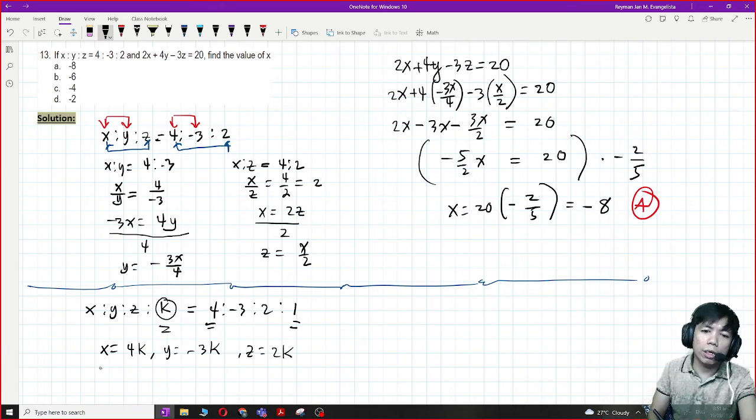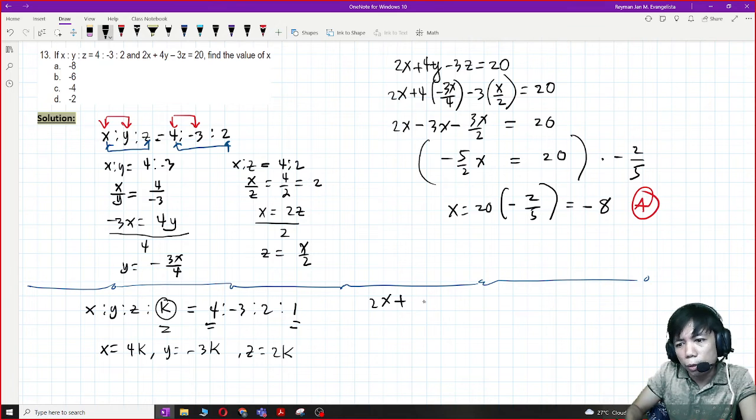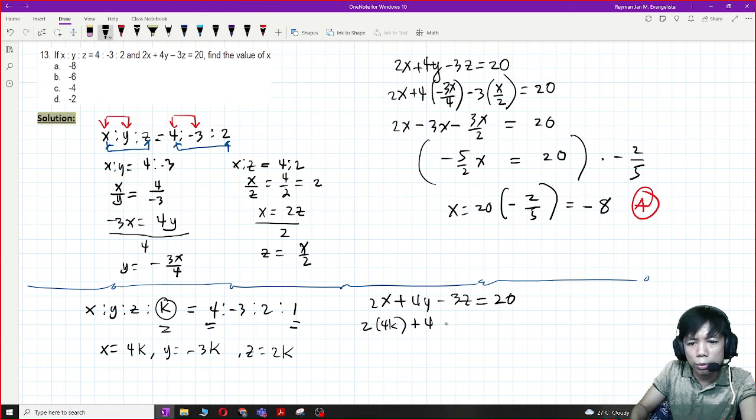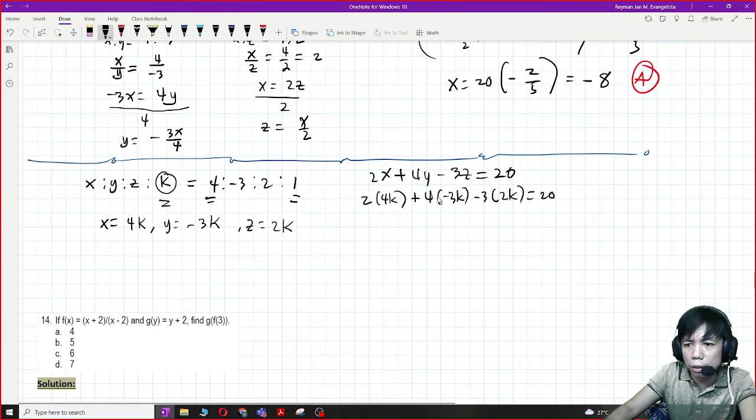Ayan. Then, yung x, y, z, ibabalik mo doon sa equation na 2x plus 4y, 3z equal to 20 para masolve yung k. Okay? Kasi guys, dito wala kang fraction na gagamitin sa ganitong way. So, 2 times ang x mo is 4k, yung y mo is 3k, minus 3 times ang z mo is 2k. Okay, equal to 20.